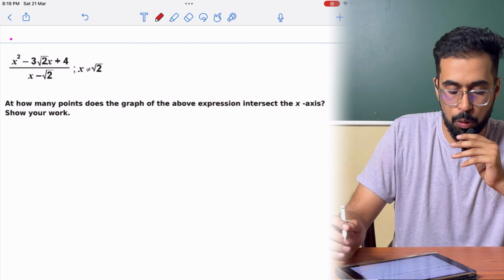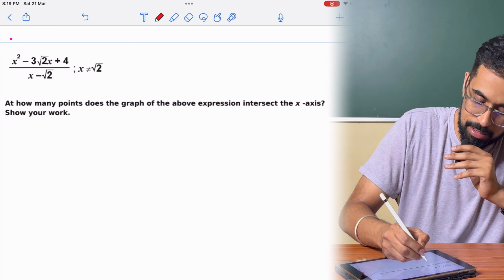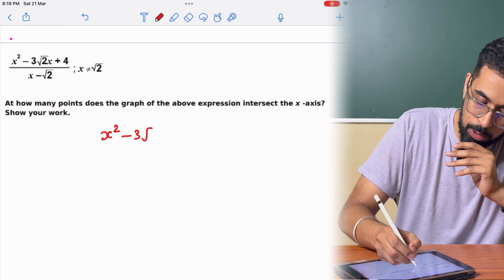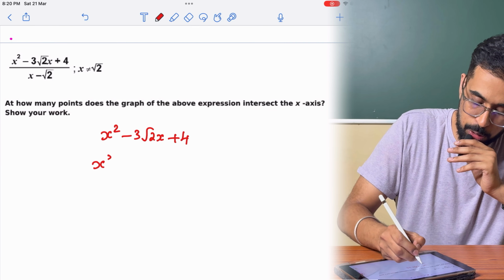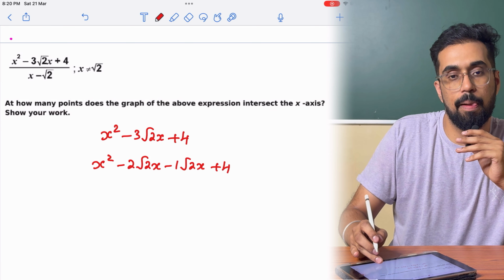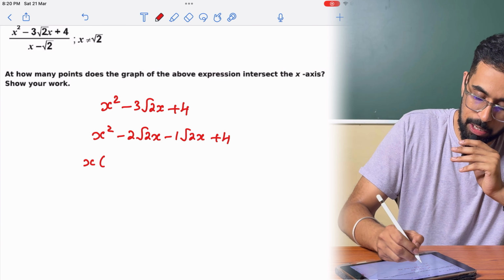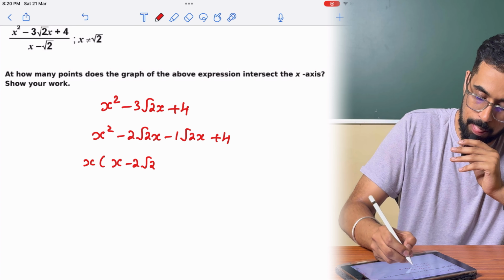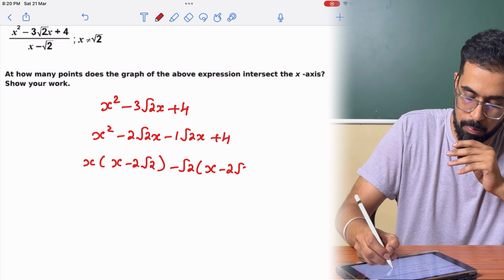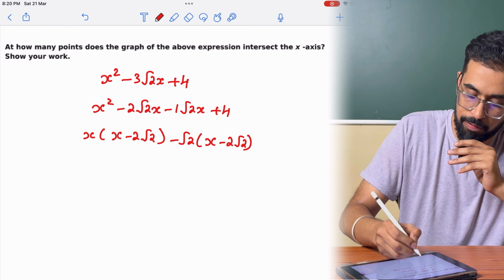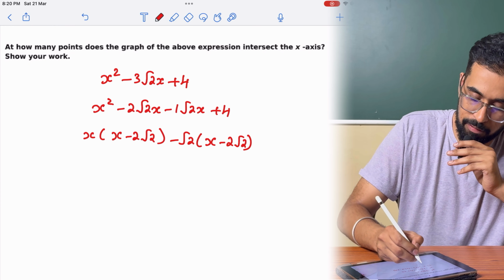So here, if you look at the numerator, it can be factorized, which is x square minus 3 root 2 x plus 4. We can split the middle term as x square minus 2 root 2 x and minus 1 root 2 x plus 4. So here we can take x common, that would leave us with x minus 2 root 2. And here we can take minus root 2 common, that would leave us with x minus 2 root 2. So on solving further, we will be getting (x minus root 2) and (x minus 2 root 2).